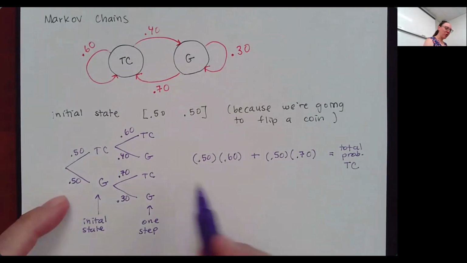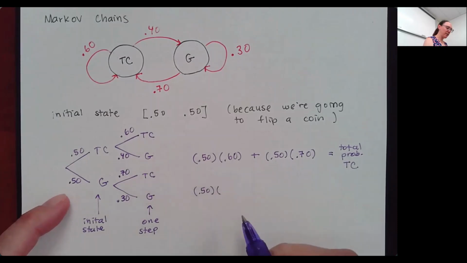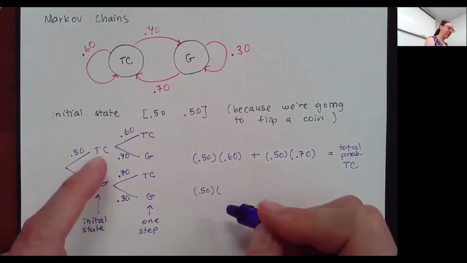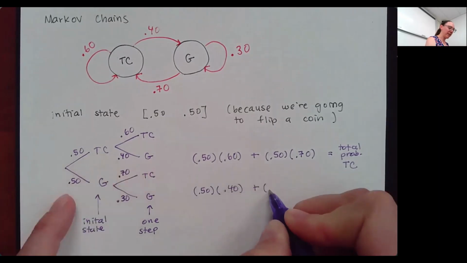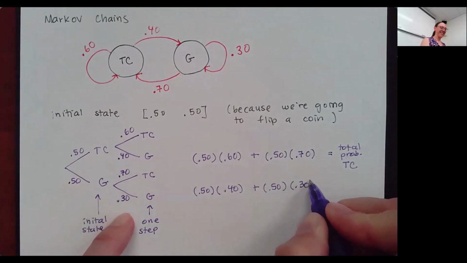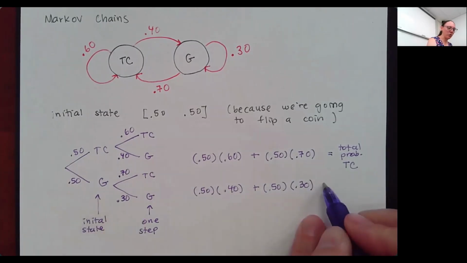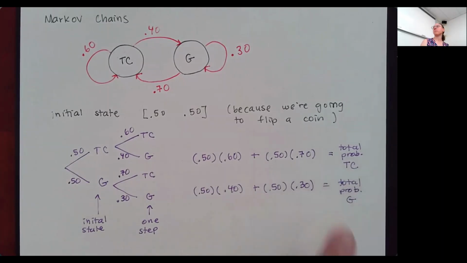Similarly, if I wanted to know total probability for Guad's, there was a 50% chance that I started at Thai Canteen and switched to Guad's. There's a 50% chance that I started at Guad's, and then a 30% chance that I stayed at Guad's. And so that's my total probability for Guad's. Now, doing this math over and over again, we have much better tools than just writing out decision trees now that we've got all of our matrix tricks.